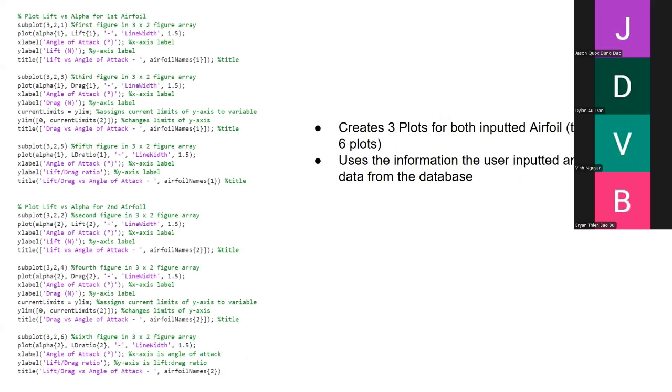This part of code creates a total of 6 plots in a 3x2 figure array based on the inputted information and airfoil data. The 3 plots in the first column belong to the first airfoil, while the other 3 belong to the second airfoil.